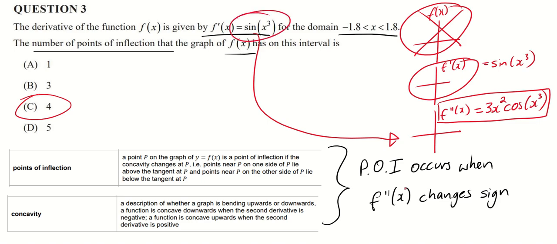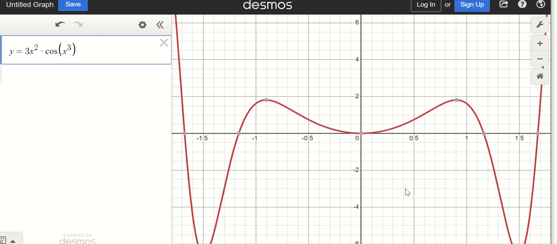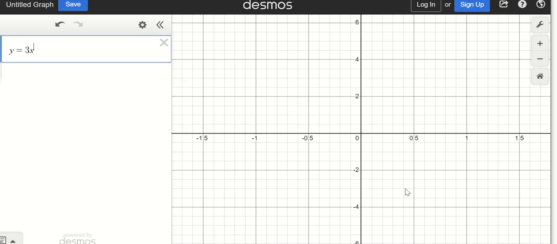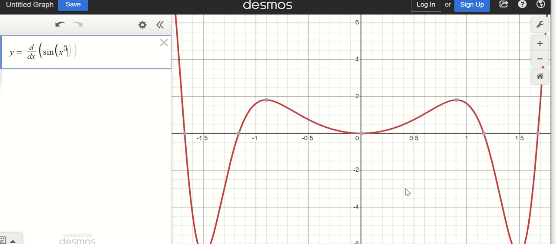One other thing that we should remember is that sometimes this function is really hard to differentiate. So in a tech-active context, we don't actually need to differentiate it at all. We can just differentiate it on our calculator and get the same result. So I should be able to differentiate this directly. Okay, and I get exactly the same function. So just make sure you can use your calculator to graph derivatives straight up, and make sure you remember that real definition of a point of inflection. Okay, good luck.